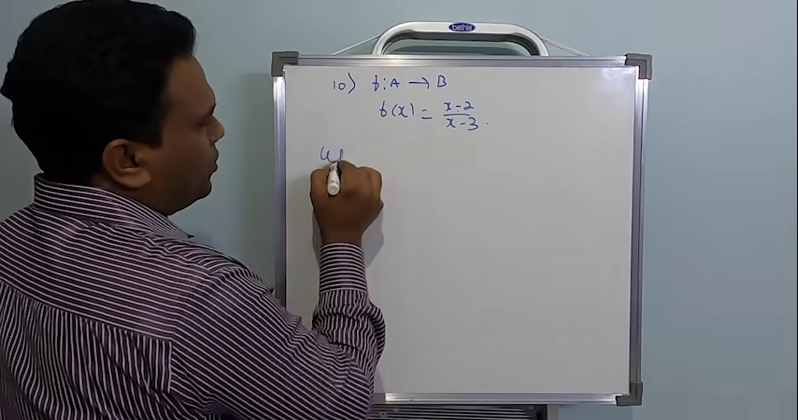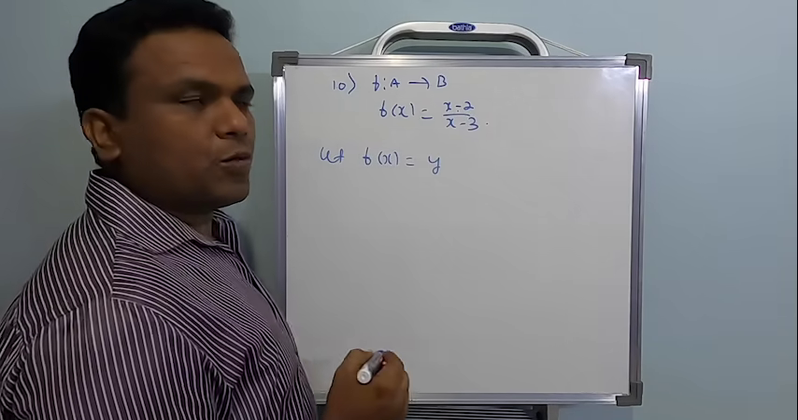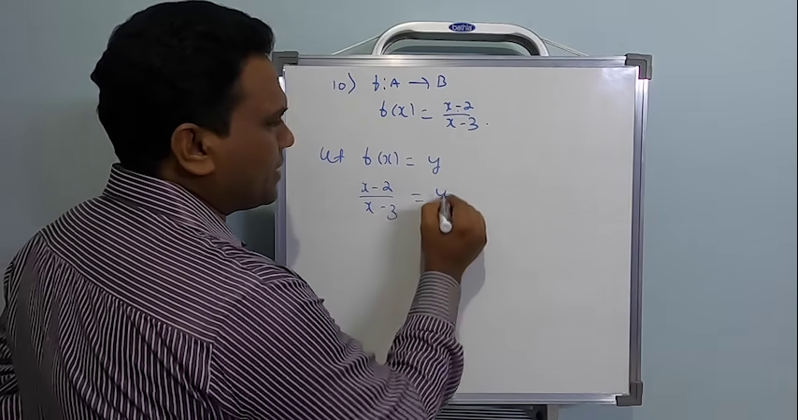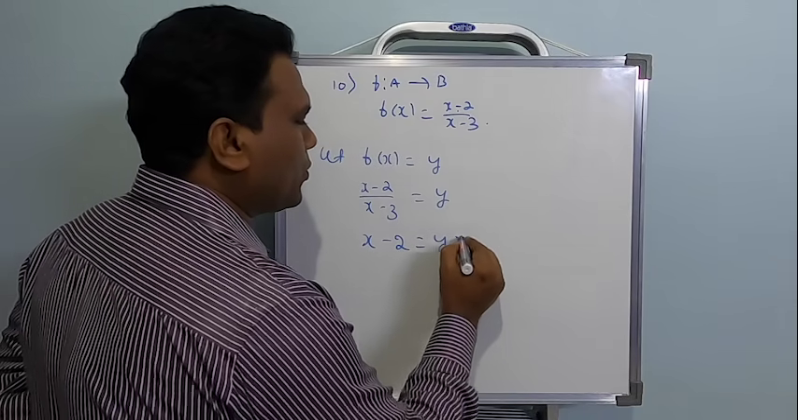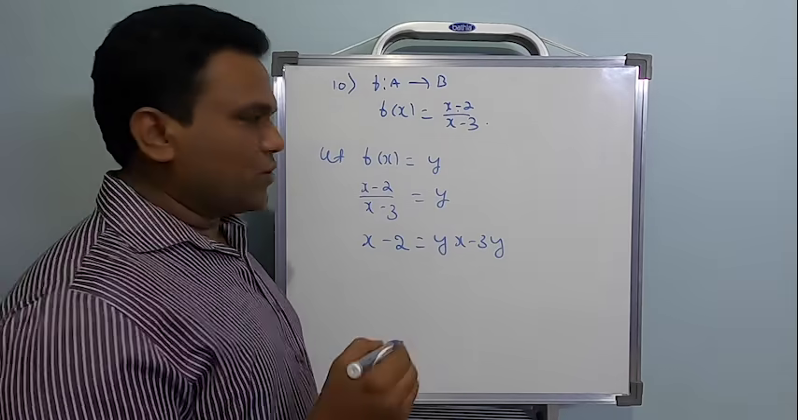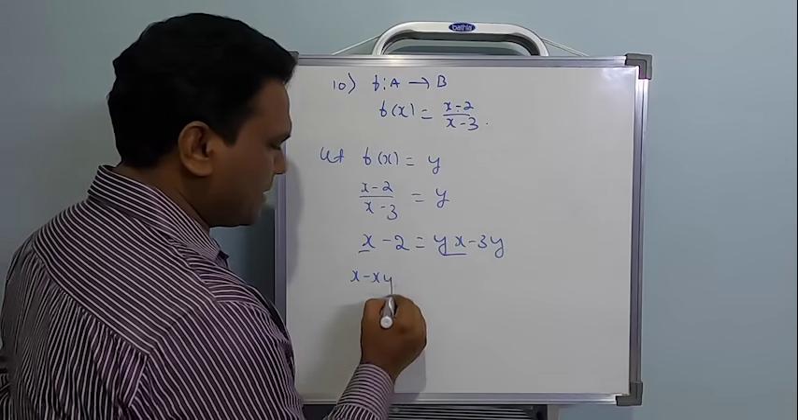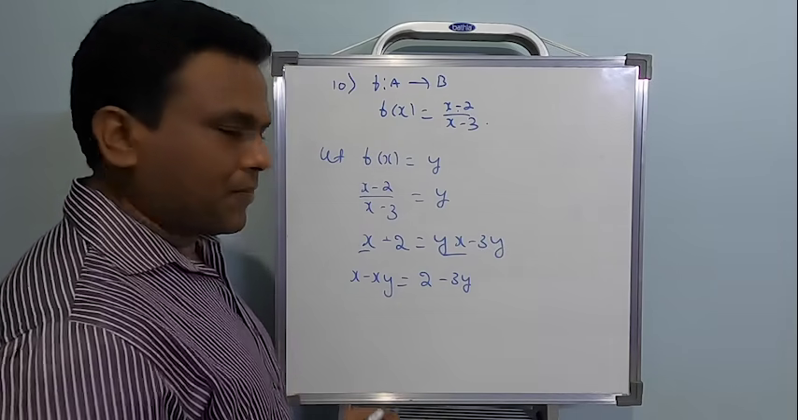Now to check for onto, let us consider f of x equal to y. (x minus 2) by (x minus 3) is equal to y. Cross multiply: x minus 2 is equal to yx minus 3y. My aim is to find x in terms of y, so I will collect these two to one side. x minus xy, shift minus 2 here, 2 minus 3y.